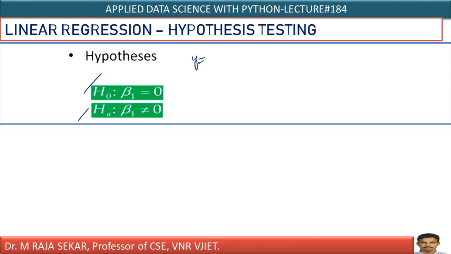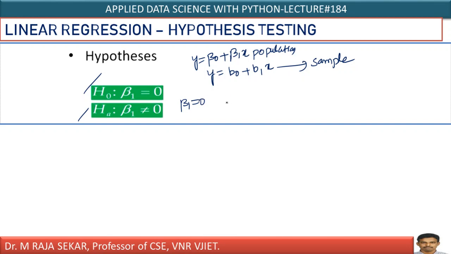Let me assume this is my regression equation, beta naught plus beta 1x. This is related to the population. For a sample, I can write y equal to b naught plus b1x. This is related to the sample, isn't it? Yes. My assumption in the null hypothesis is beta 1 equal to 0.